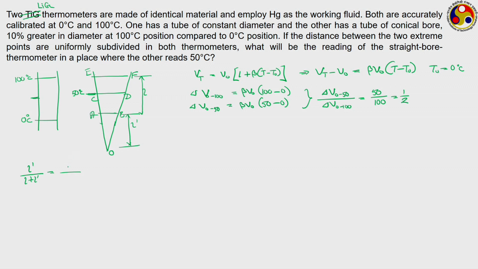So, we can write L prime to be equal to D, where D refers to the distance at this position, and how much is the distance at this position then? D refers to the diameter at the 0 degree Celsius position. Then at the 100 degree Celsius position, that is at EF, how much should be the diameter? It is given that the diameter is 10% greater. So, it should be 1.1 times D. So, if we make use of this, 1.1 L prime is equal to L plus L prime. So, from there L prime is equal to 10 L.